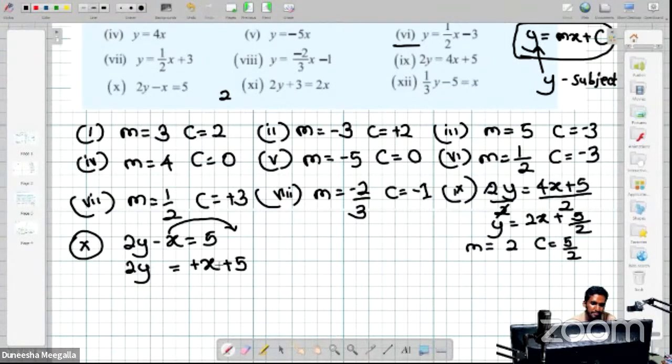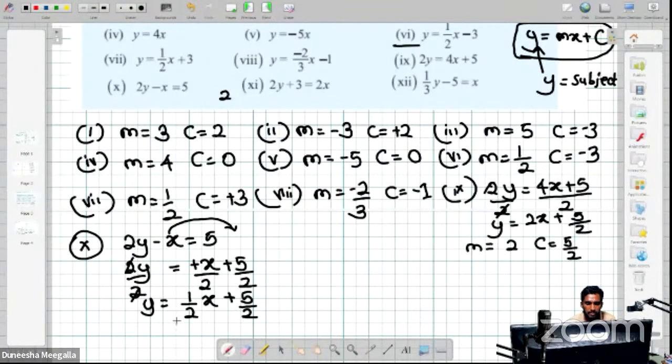Then we have to get the subject. To make y the subject, you have to divide every term by 2. Right? If we divide 2 by 2, what is y equal to? Then it is 1 over 2x plus 5 over 2.